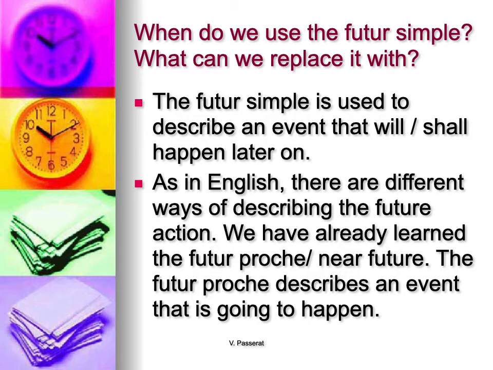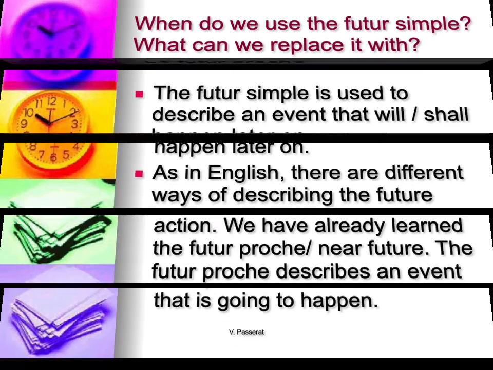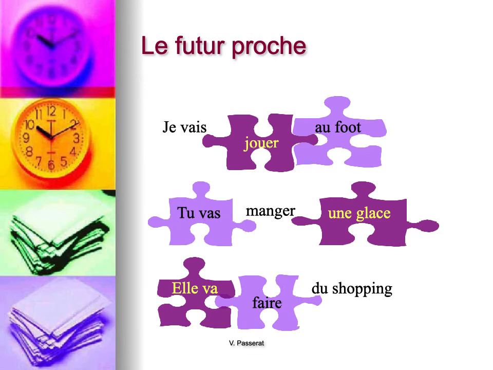We've already learned one, which is le futur proche, or the near future. That is the configuration that we use to describe an event that is going to happen. Let's see if you remember that. So, le futur proche, if you remember, is using the verb aller, to go, plus the infinitive, like you can see here with jouer, manger, and faire, to say what we are going to do. So we don't change the second verb. We conjugate aller in the present, and we don't change the second verb.